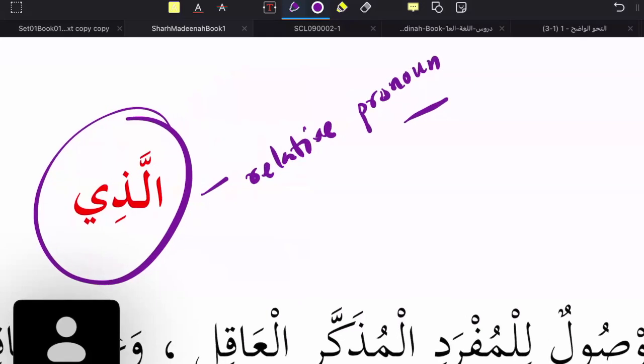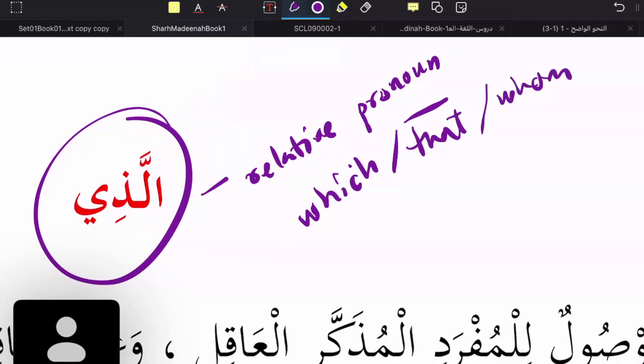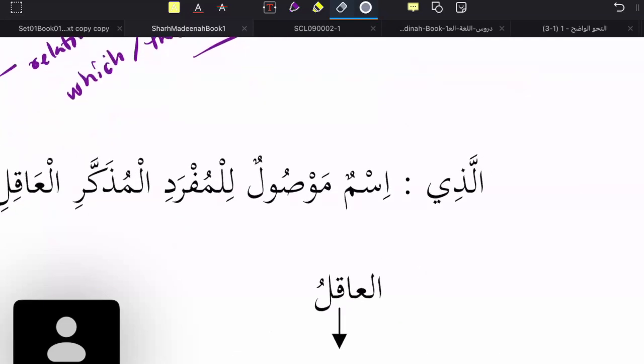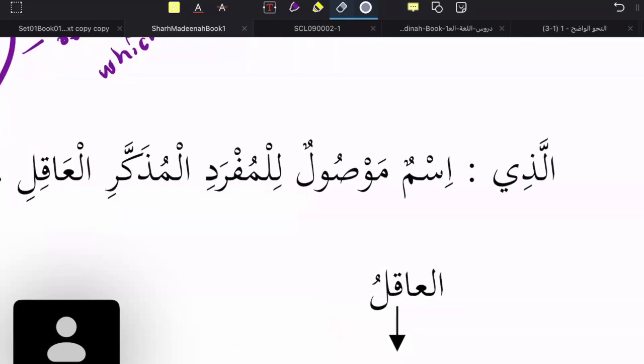Relative pronoun is, for example, in English, we say which, that, whom. For example, you want to say, I saw the man whom I saw a few years ago, or I read the book which you recommended. So this which, see, it goes back to the book. So this is what alladhi does. Alladhi brings this kind of relative pronoun. So for example, what he says is alladhi ismun mawsul. So this is a relative pronoun.